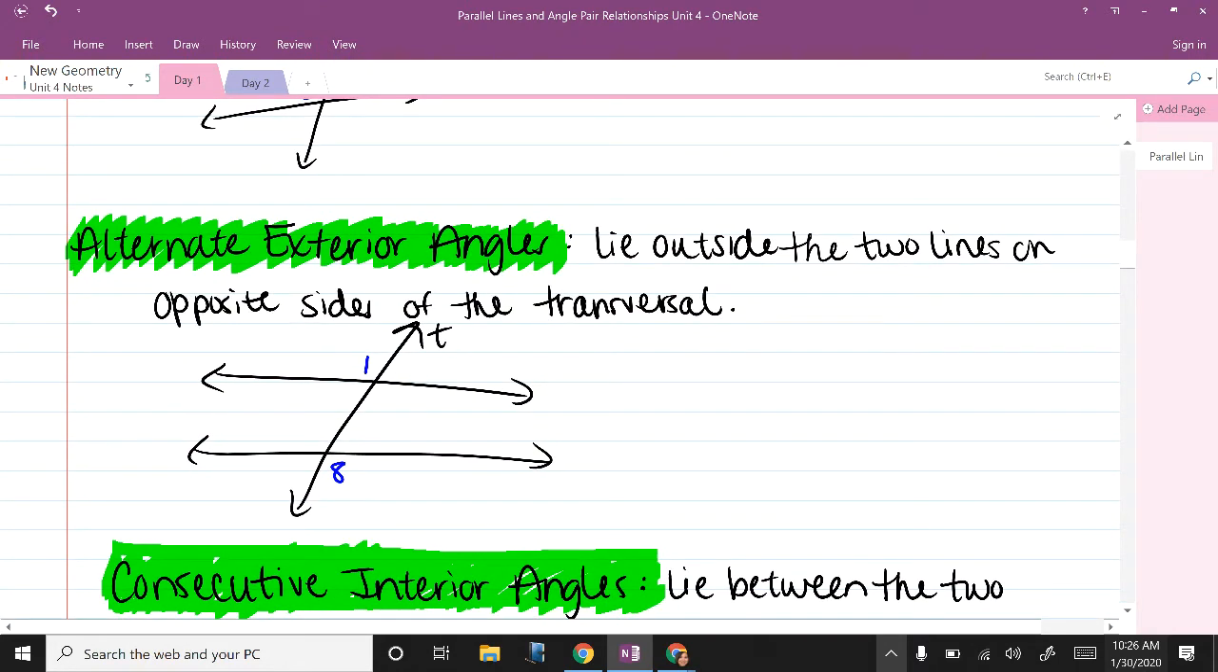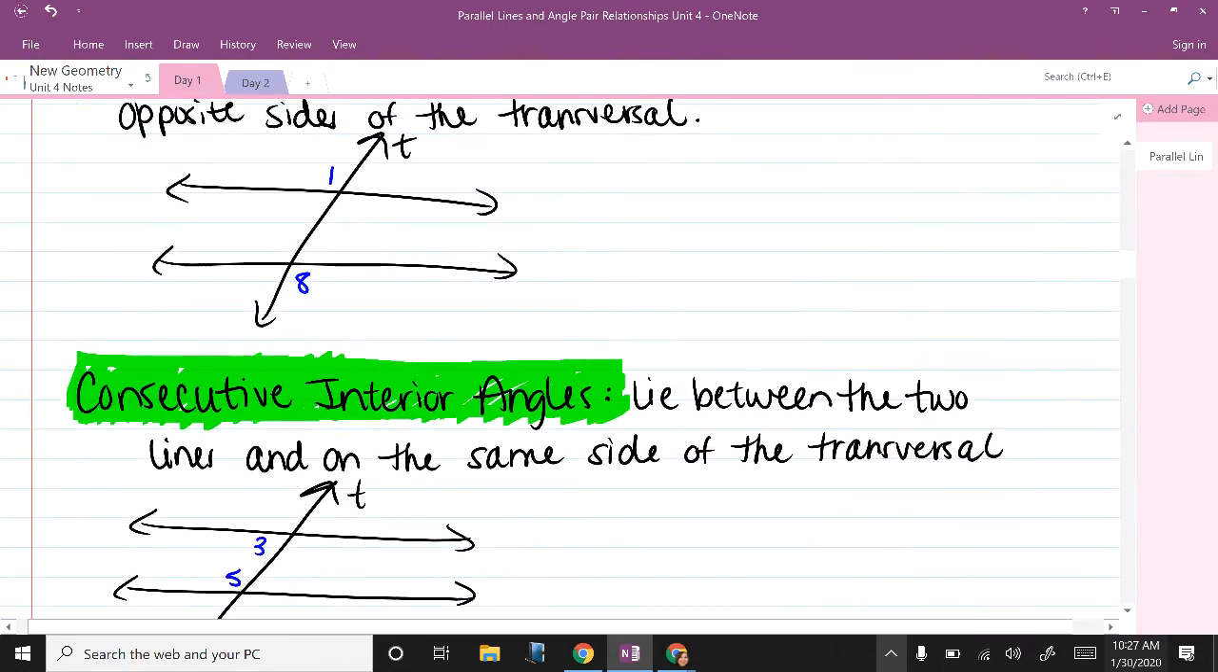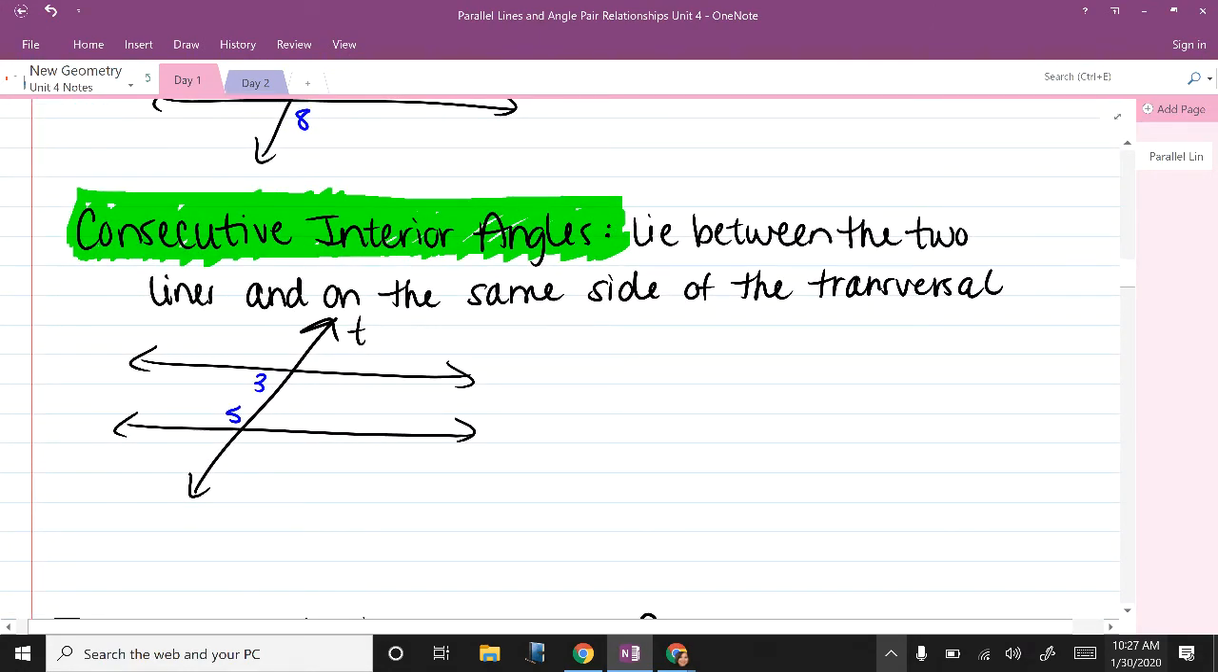All right. Consecutive interior angles. Now, what does interior mean? Inside. And consecutive means one right after the other. Okay? So that means they're inside the two lines. They're on the same side of the transversal, and they're one angle right after the other. So consecutive interior angles are going to be on the same side of the transversal.